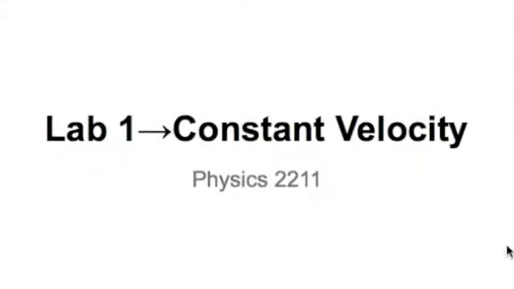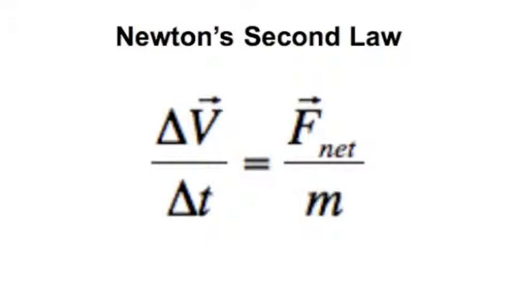The purpose of this lab was to observe the motion of an object moving at a constant velocity without changing direction and apply Newton's second law to the data. This is the equation for Newton's second law. I will go deeper with this equation after all the data is collected.